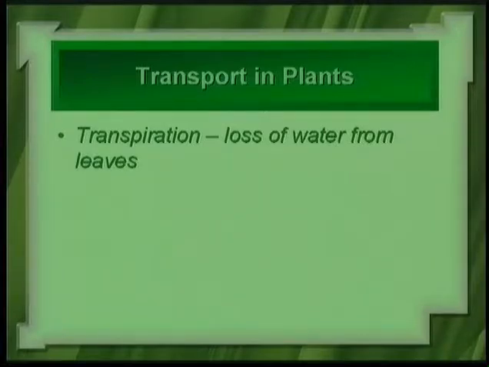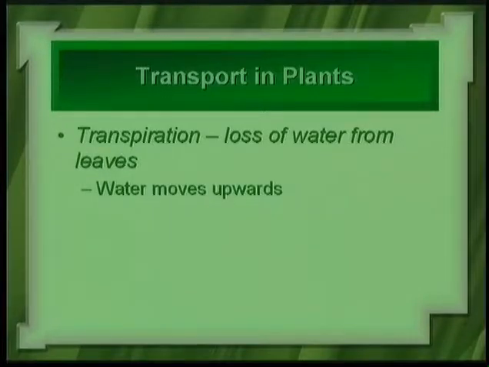Transpiration is the evaporative loss of water from the leaves through the stomates. Remember the stomates? The stomates, or stomata, are places where carbon dioxide can enter into the leaf, because carbon dioxide is used in photosynthesis.